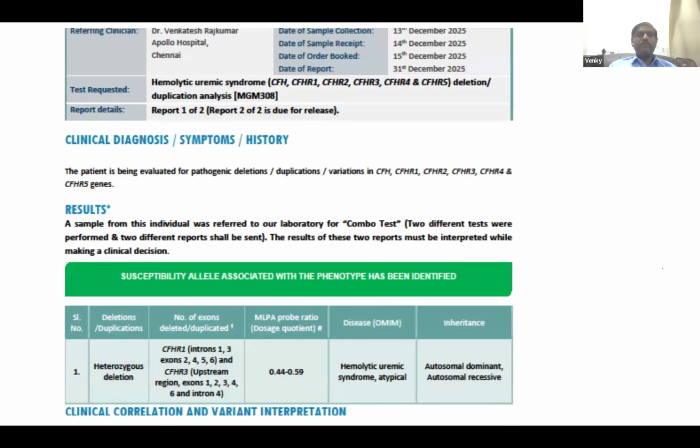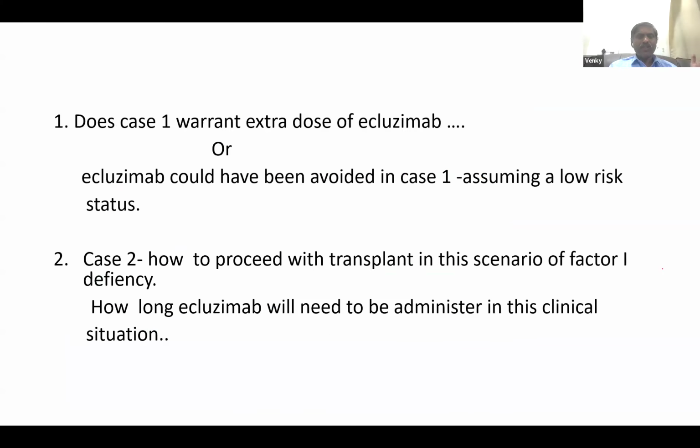So this is her genetic report. She had only a heterozygous deletion of CFHR1 and CFHR3 on the background of a TMA. So the points of discussion: case 1 warranted extra doses of eculizumab, but having known it's a very low risk, we can now confidently say that we can stop eculizumab. But could eculizumab have been avoided in case 1? That is a question we would like to discuss.